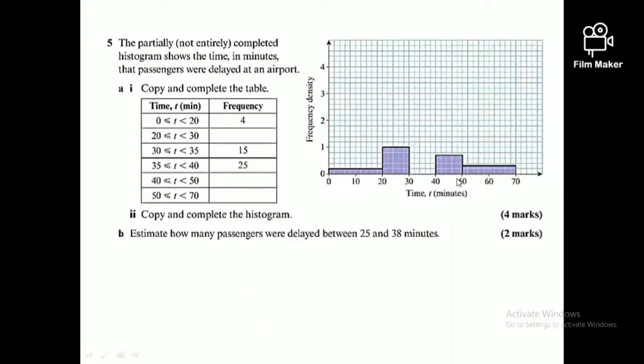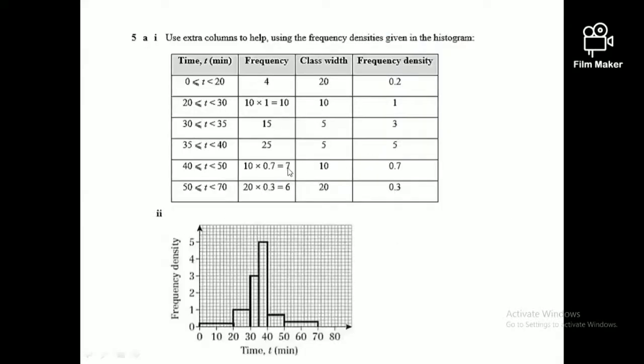Then the 40 to 50. We know that here the gap is 10 and here the height is almost like 0.7. We know that one box is 0.2: 0.2, 0.4, 0.6, 0.7. 0.7 into 10 is how much? That should be 7. The frequency must be 7, right?